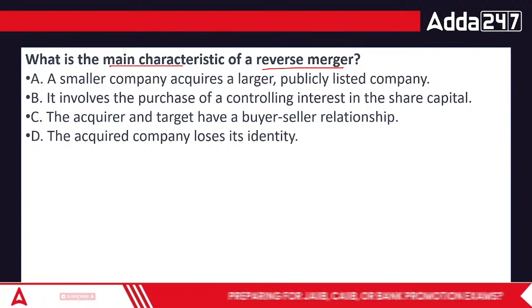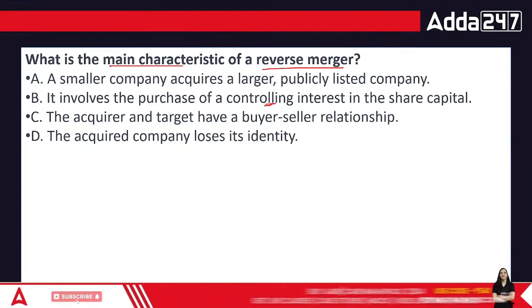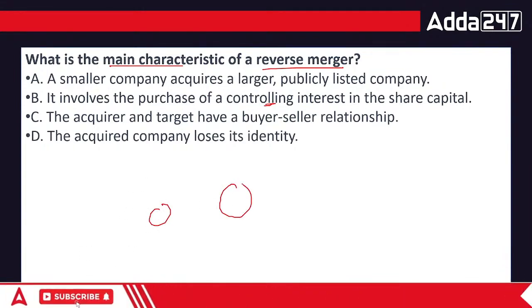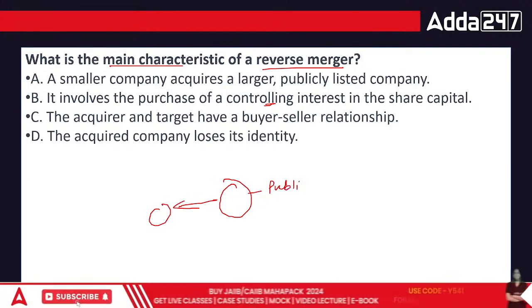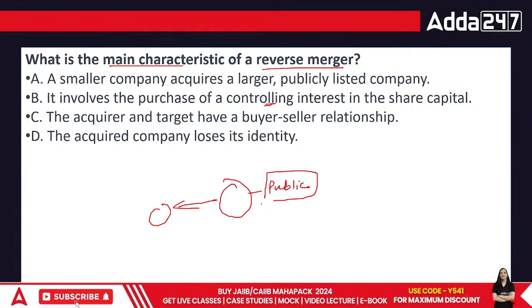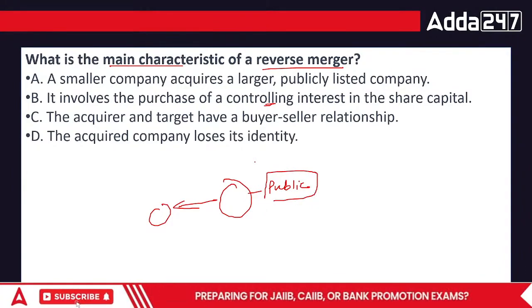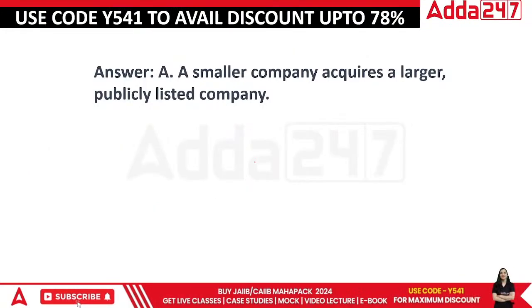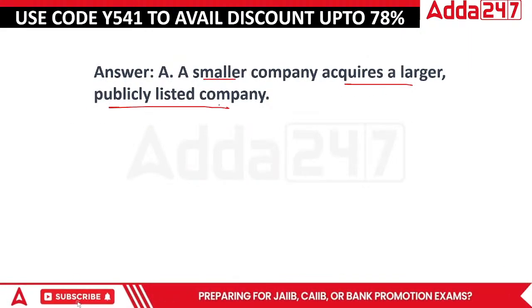When we talk about a reverse merger, reverse means what? The smaller company will buy the bigger company, because this bigger company has the right to access money from the public. So in this case, the bigger company would do the work for the smaller company in terms of the funding. It will bring all the funds that are required by the smaller one. A smaller company acquires a larger publicly listed company so that they can actually gain money through it.